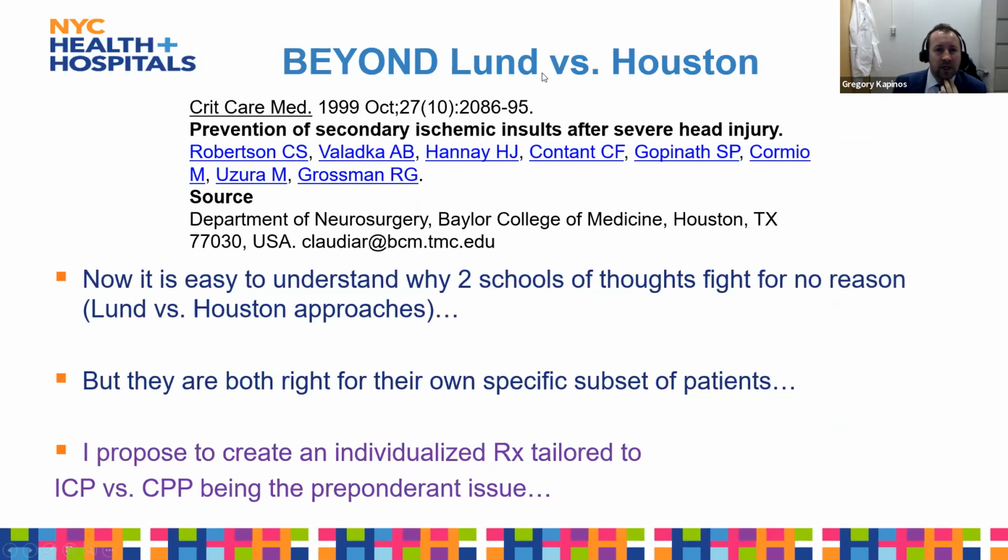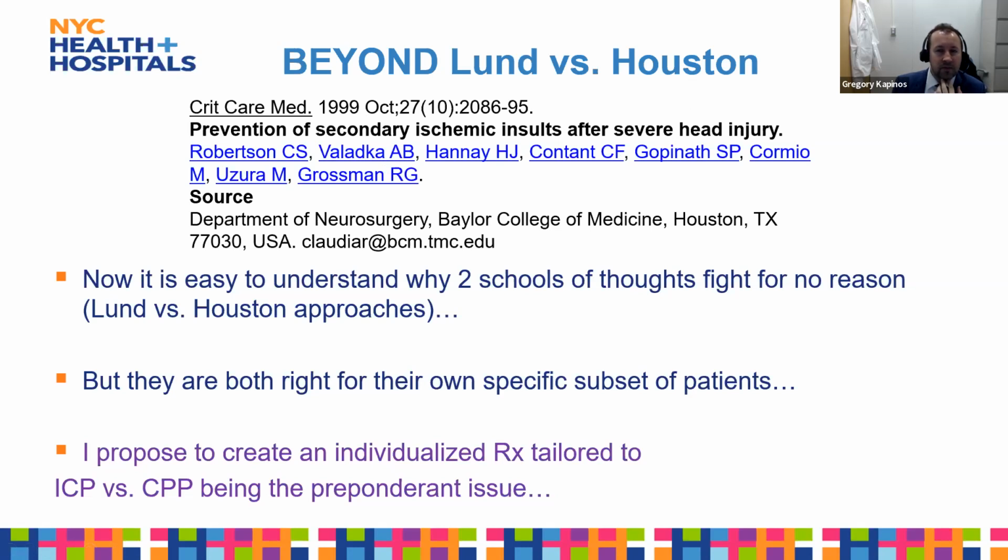basically all those publications by the Lund School of Thought say that the ICP is so primordial. Who cares about the CPP? Always treat an ICP above 20. I will call that the Lund School of Thought. Versus what Claudia Robertson tried to push later on, in 1999, which was that the CPP adequacy matters more than what the ICP is.